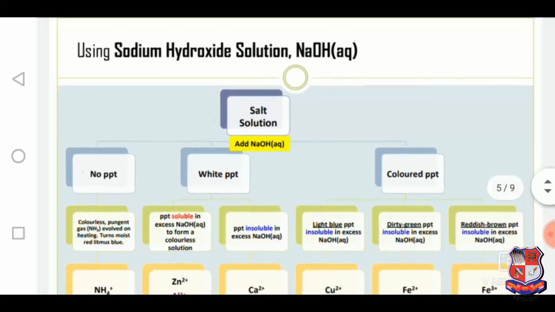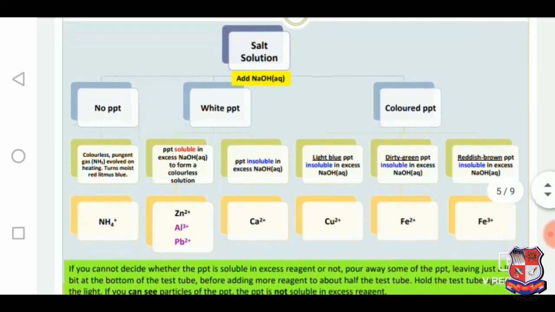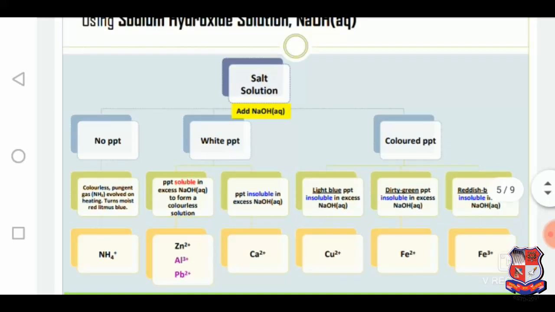Using sodium hydroxide solution, NaOH aqueous solution. So this is one flow chart showing how we can obtain the conclusion or deduction about the different ions present in the solution.